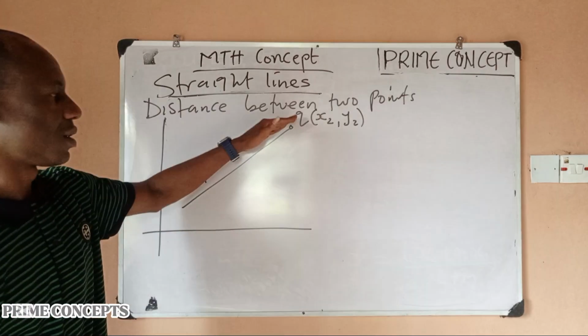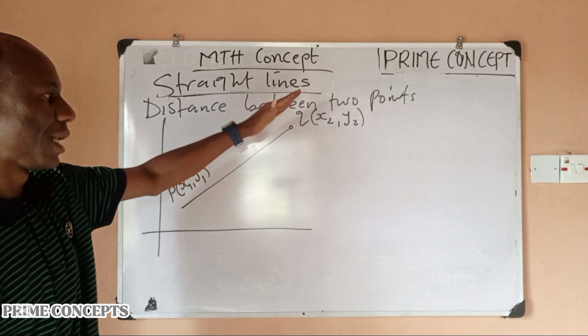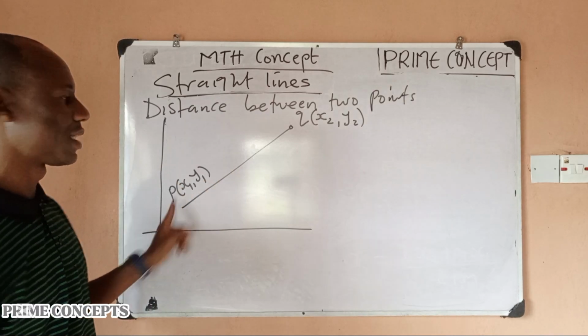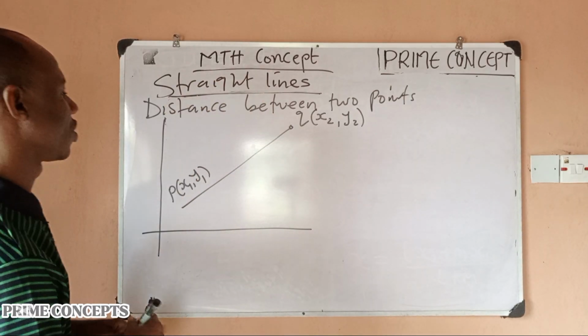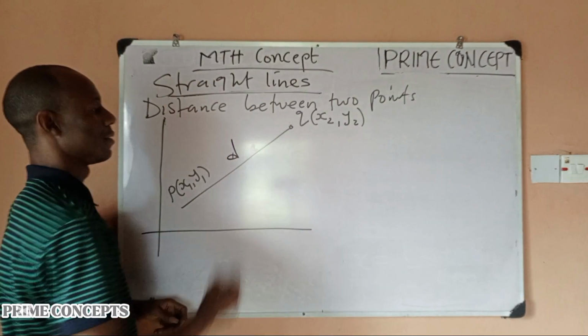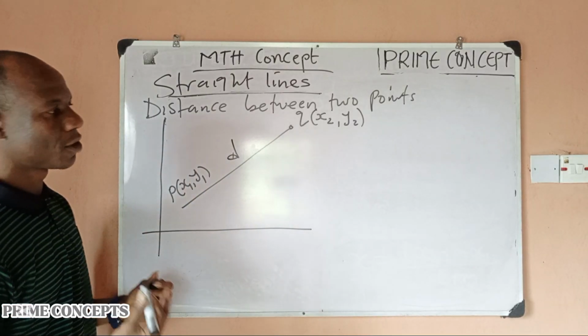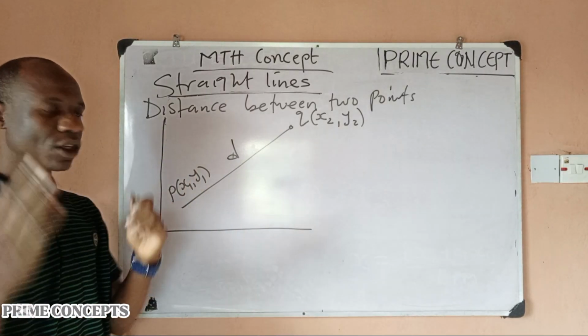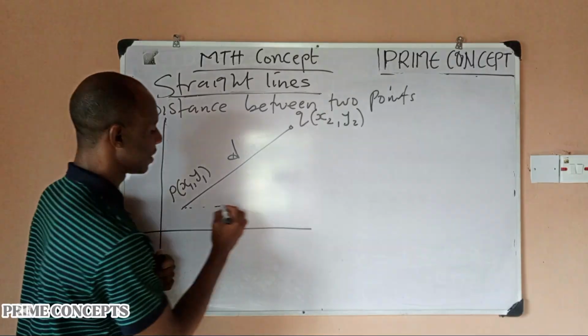So we want to look at the length of this line. How do we find the length of this line? How do we find the distance between points P and Q? I'm going to call it D. Now, to arrive at the formula we use to find this, we're going to construct a triangle from this.